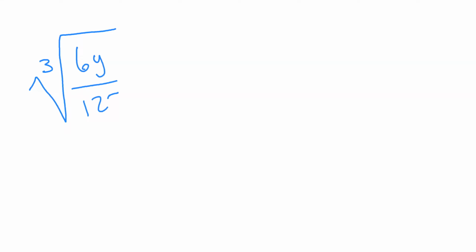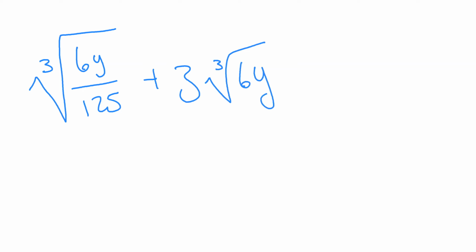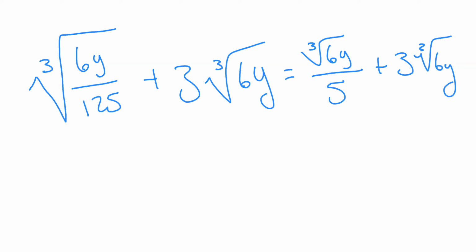So our next problem is going to be the cube root of 6y over 125 plus 3 times the cube root of 6y, right? Well, our 125 can come out of the cube root because 125 is 5 to the third. So we are going to get the cube root of 6y all over 5 plus 3 times the cube root of 6y. We're adding these guys together.